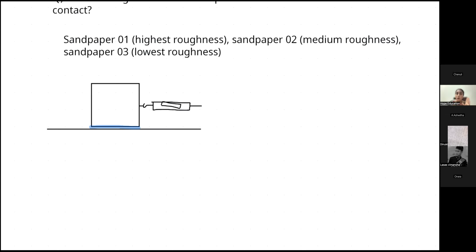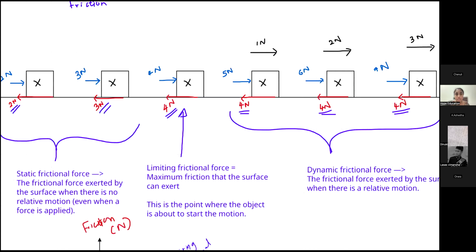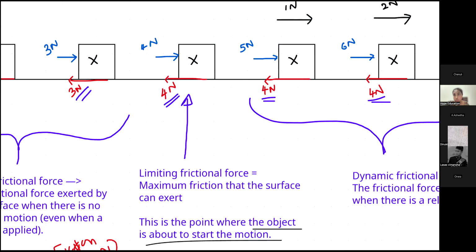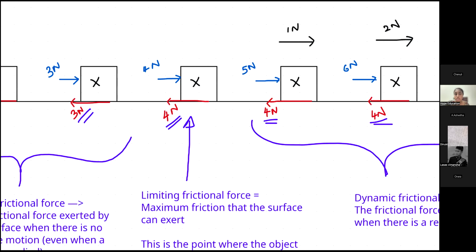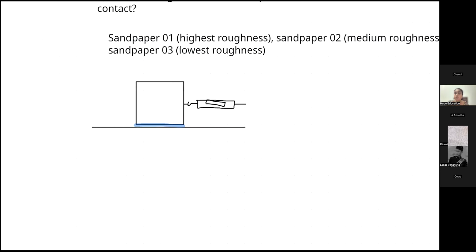But when the object is about to move, remember, this is the point where the object is about to start the motion. When the object is about to move, the force I apply is equal to the limiting frictional force. So it doesn't matter that I read the applied force here, because it is equal to the limiting frictional force. So if I'm reading a force here, I know that is also the limiting frictional force.